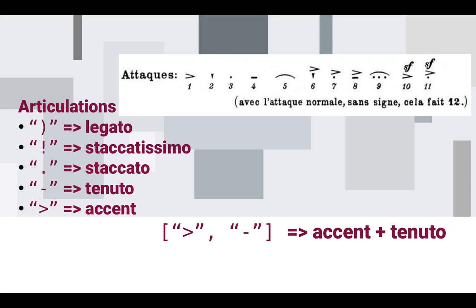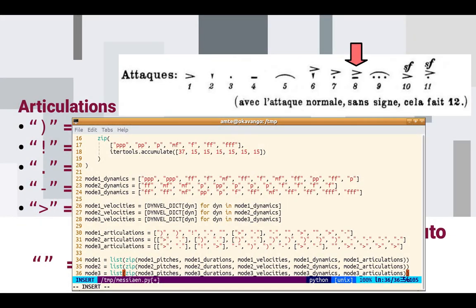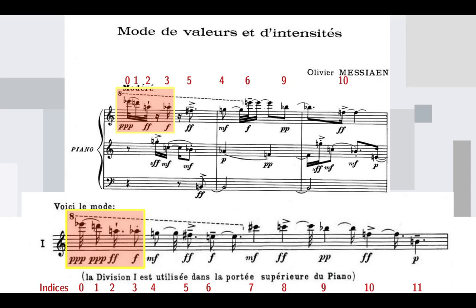Here, the attack form number 8. Notes that don't have any specific articulations will simply receive an empty string. Having defined the parameter sequences as they appear in each mode, to obtain the final modes, I only need to zip the corresponding items from the parameter lists together. To generate the final composition, I need to determine the specific order of the notes for each voice as Messiaen used from each mode.